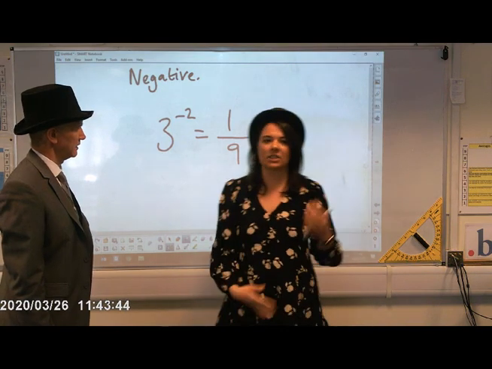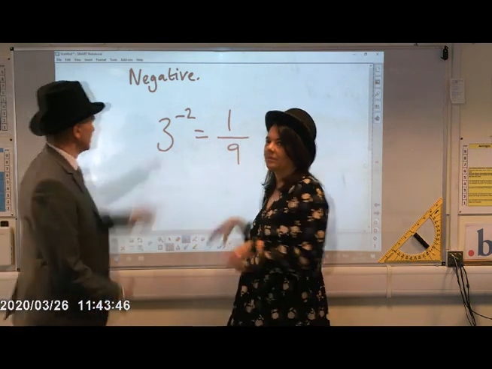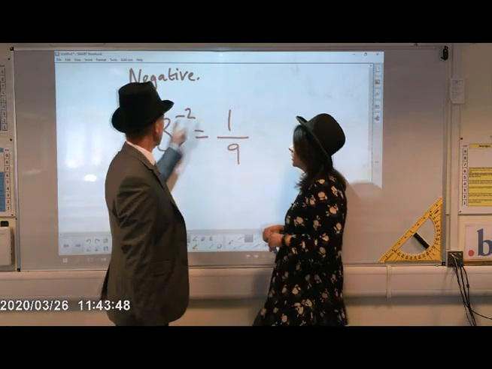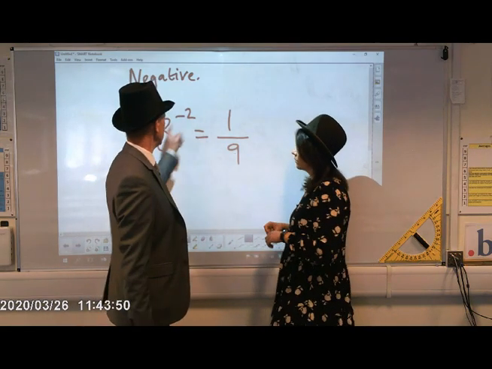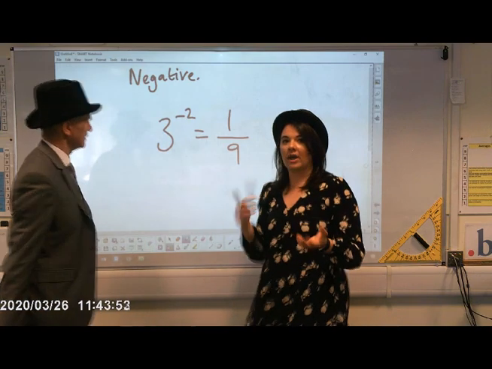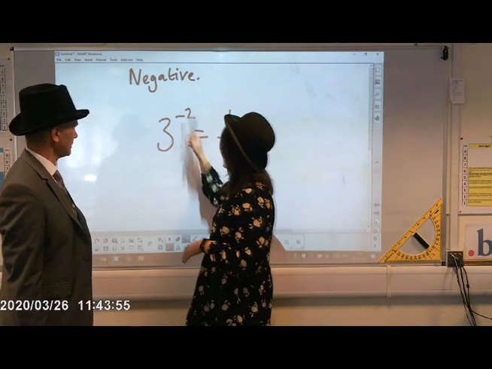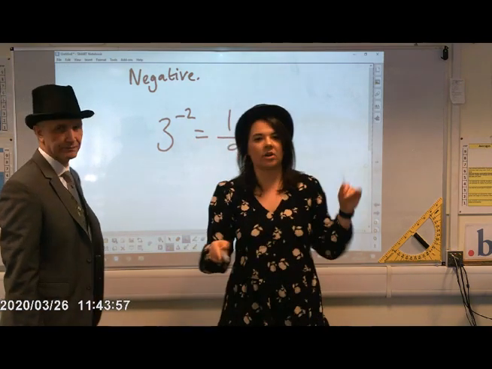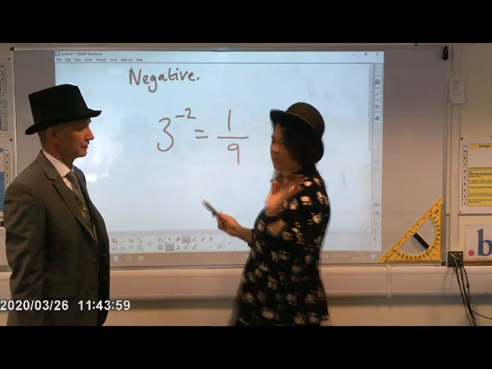Can we see any connection between what we have here and what we have here? That jumps out at me. Yeah, absolutely. There's a combination there, the 3 and the 2 and the 9. 3 squared is 9, correct. And here we have a negative. And a negative creates that reciprocal, big word, reciprocal.